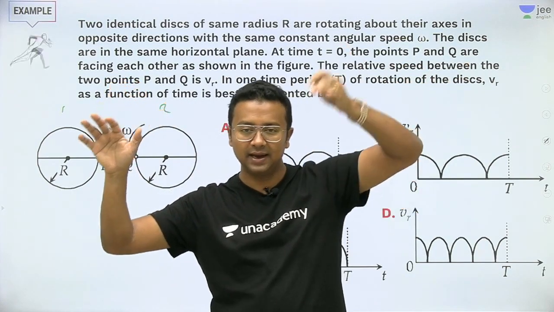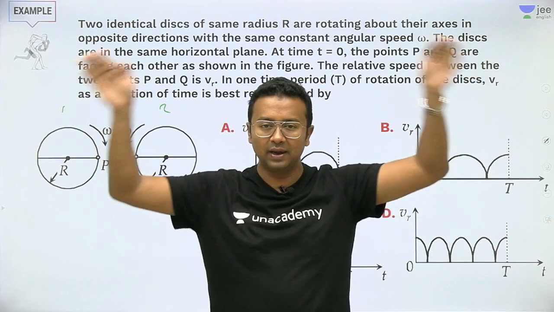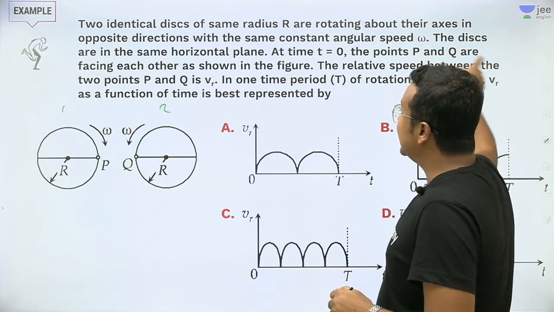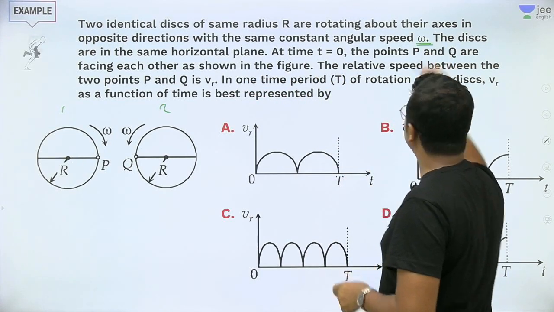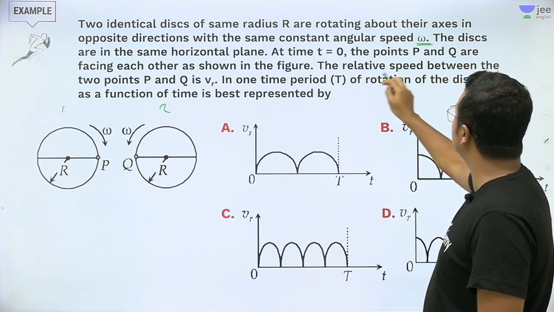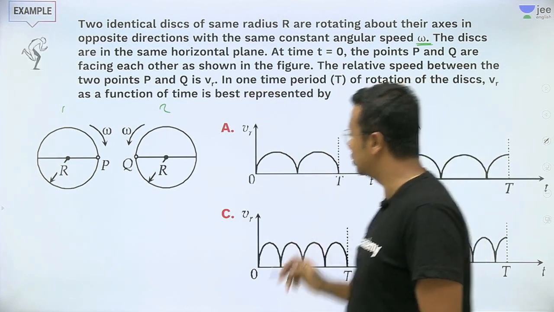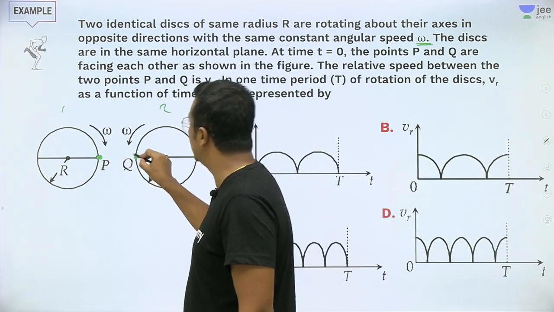Disk number 1 is rotating like this, disk number 2 is rotating in this particular way. Okay, so they are going like this. All right, now the discs are in the same horizontal plane. By the way, they are rotating with angular speed omega. They are in the same horizontal plane at time t equals 0. The points P and Q are facing each other as shown. So this is point P and this is point Q.